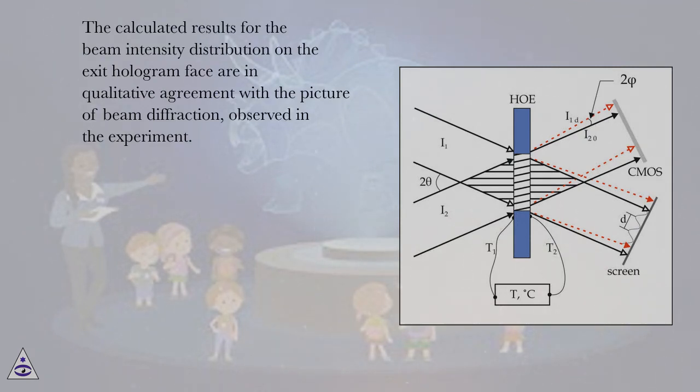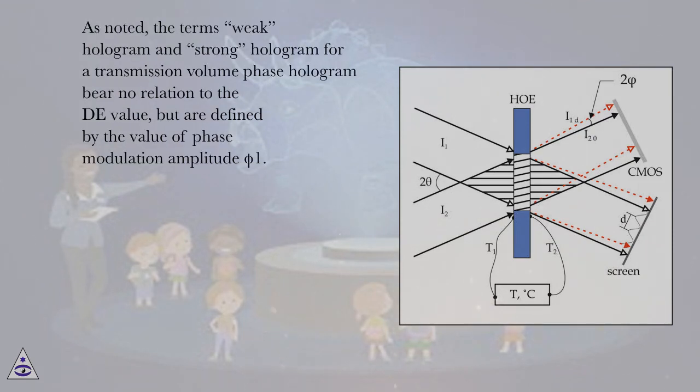The calculation for Bragg diffraction of Gaussian beams by periodically modulated media used the technique published in works, Chu and Tamir, 1976. The calculated results for the beam intensity distribution on the exit hologram face are in qualitative agreement with the picture of beam diffraction observed in the experiment.